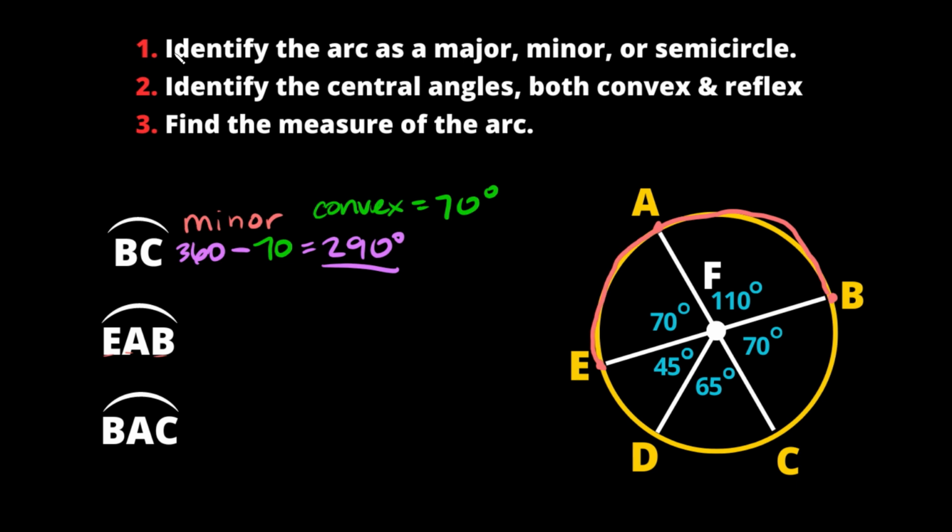So again, the first question is just identify the arc as a major arc, minor arc, or a semicircle. So remember, this arc is defined by the central angles. So in this case, it would be this angle and also this angle.